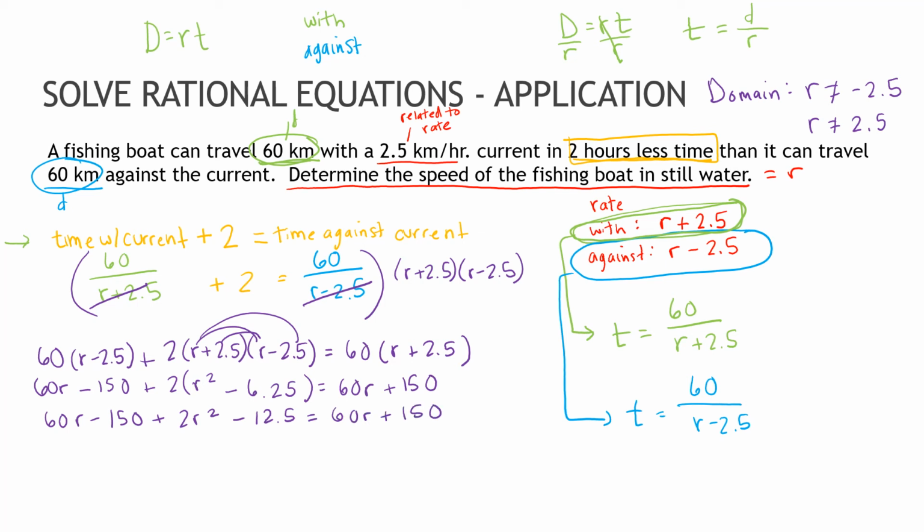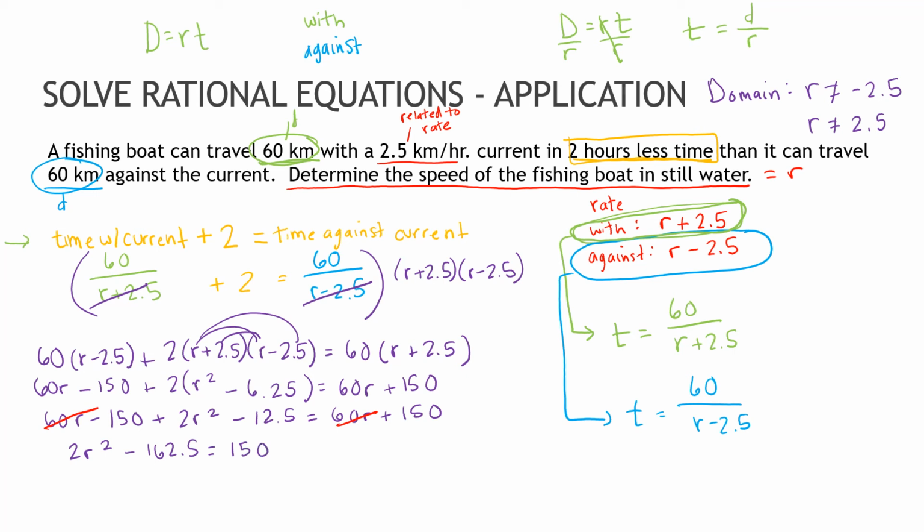And I'm actually just going to do this because I've got a 60r on each side, so let's just get rid of it. And what do I have left on the left side? I've got 2r squared. I've got a minus 250 and a minus 12.5, so that's minus 162.5. On the right side I have 150.